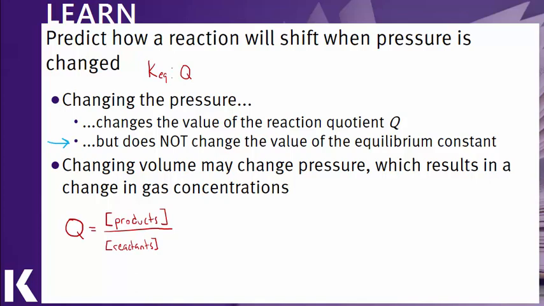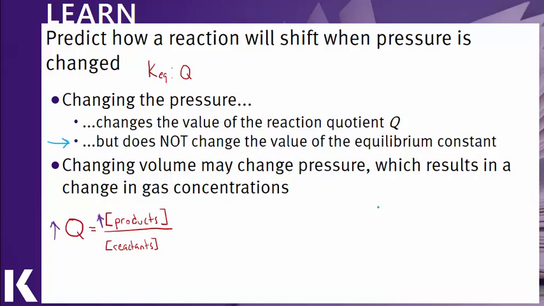It's easy to see how a change in the concentration can affect the value of Q. For example, you can increase the concentration of the products, making the numerator larger, increasing the value of Q. Seeing how a change in pressure affects the reaction quotient may not be as obvious. To understand why pressure affects the reaction quotient, let's incorporate the ideal gas law into the equation.